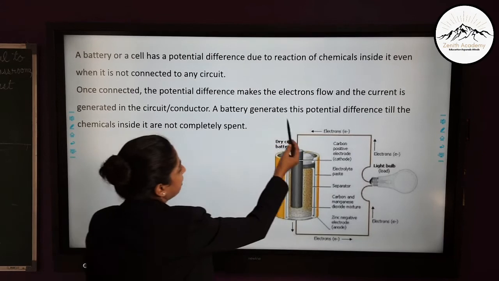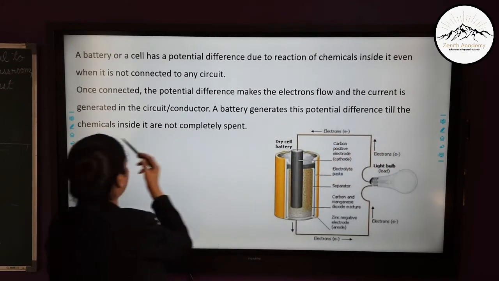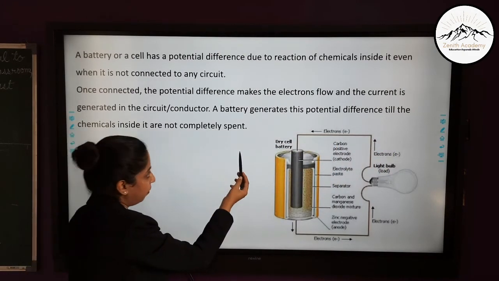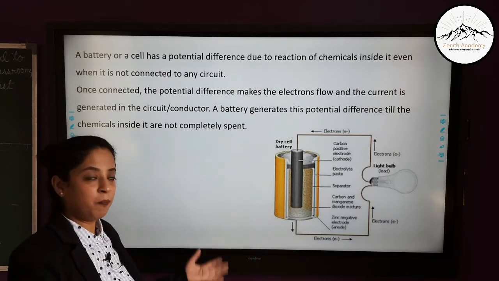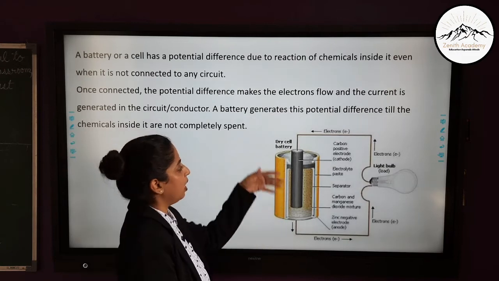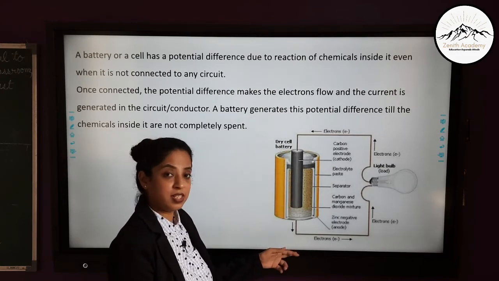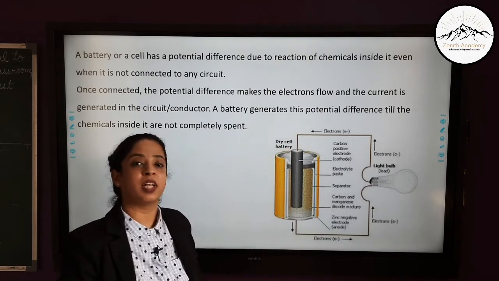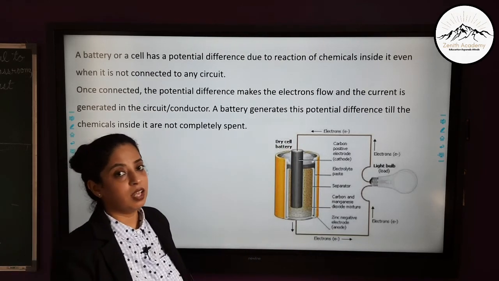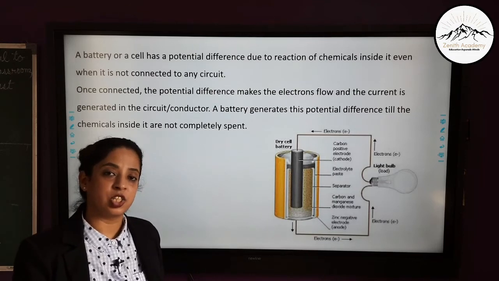A battery generates this potential difference till the chemicals inside it are completely spent. Till the chemicals are not completely over, this reaction keeps on happening and it keeps on generating the potential difference, the steady potential difference between the 2 points. And if there is a steady potential difference between 2 points, only then will the electrons or charges flow.